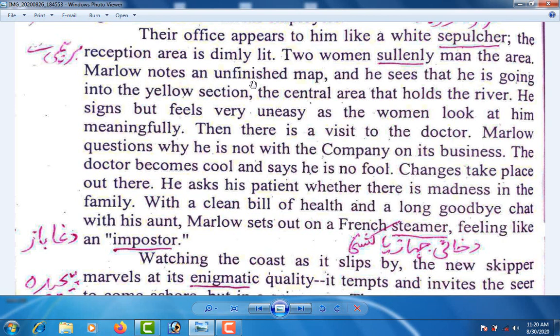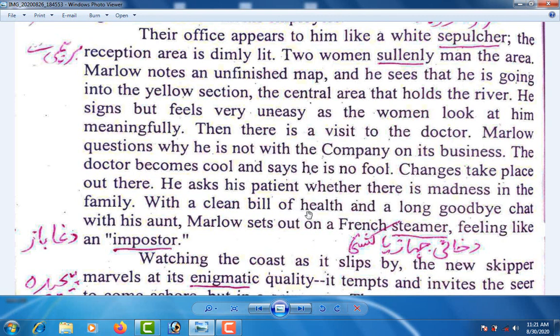Marlow notes an unfinished map, and he sees that he is going into the yellow section, the central area that holds the river. He signs but feels very uneasy, as the women look at him meaningfully. Then there is the visit to the doctor. Marlow questions why he is not with the company on its business. The doctor becomes cool and says he is no fool. Changes take place out there. He asks his patient whether there is madness in the family.